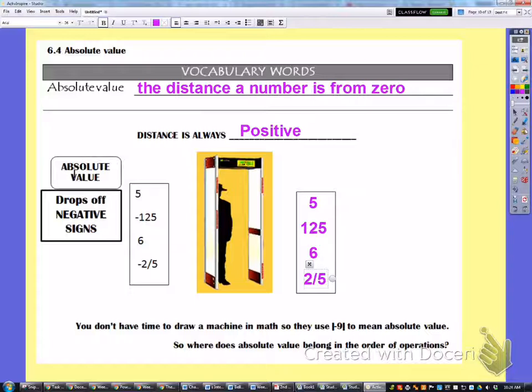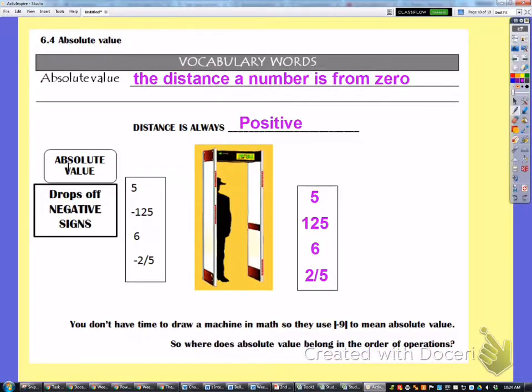In math class, we don't have a lot of time to draw metal detectors or machines, so when they draw absolute value or write absolute value on a paper, they use 2 really long lines and they put a number in between. So this would be the absolute value of negative 3. And I kind of think of it like a machine, and it just drops out the number and gets rid of the negative. So the answer to that would be 3.